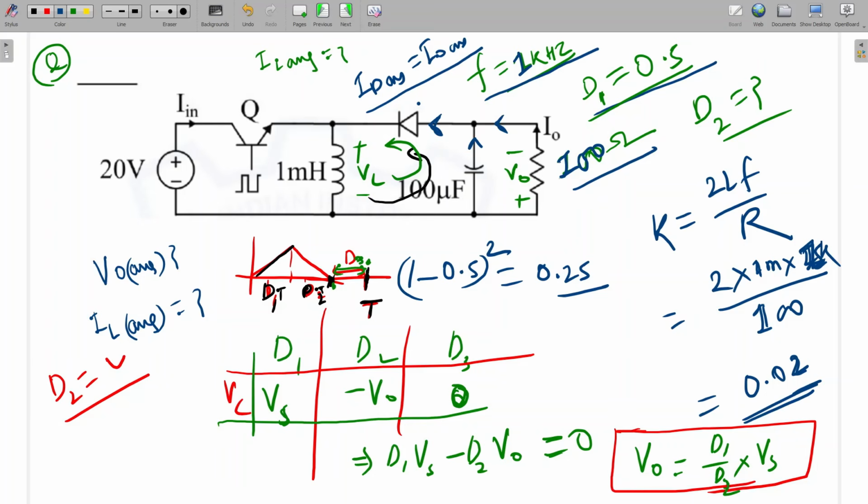So what will be the average of the diode current? The second part will be the average of the diode current. In the D2 period, I'm going to draw the diode current waveform. The diode current waveform will be somewhat like this: charging and discharging. It will be this D2 TS, and this will be TS.